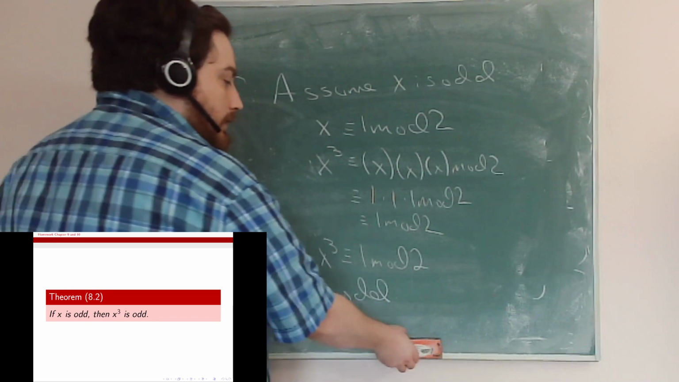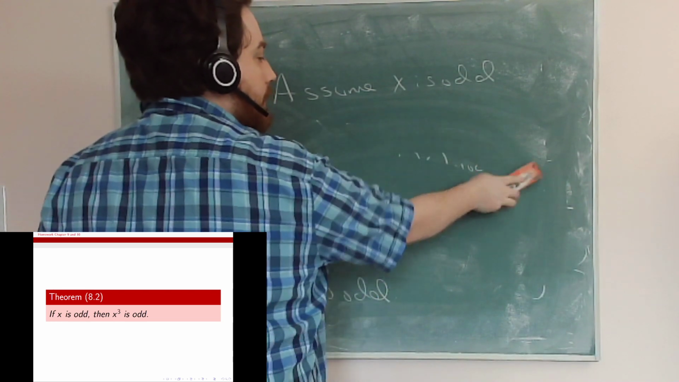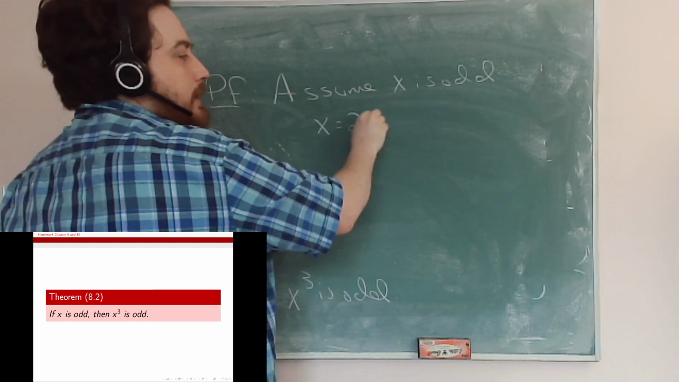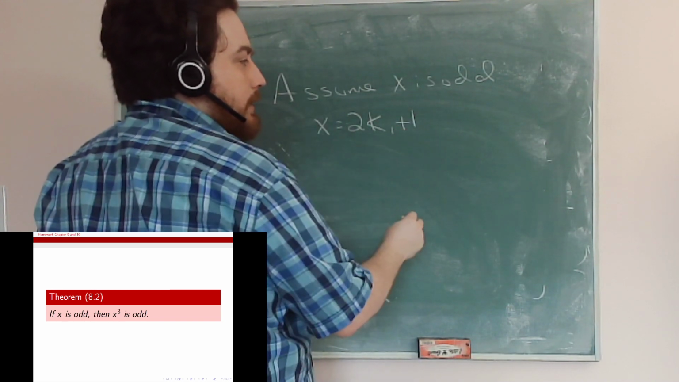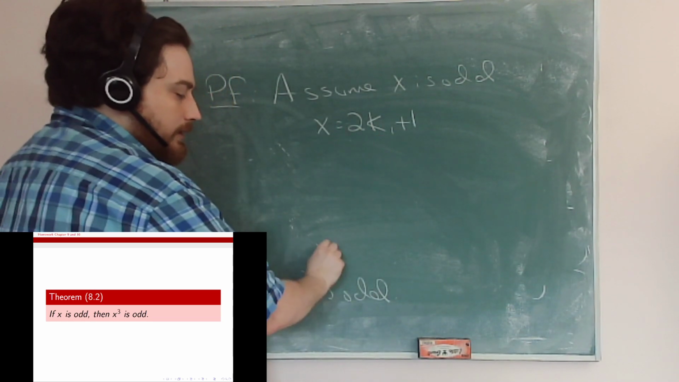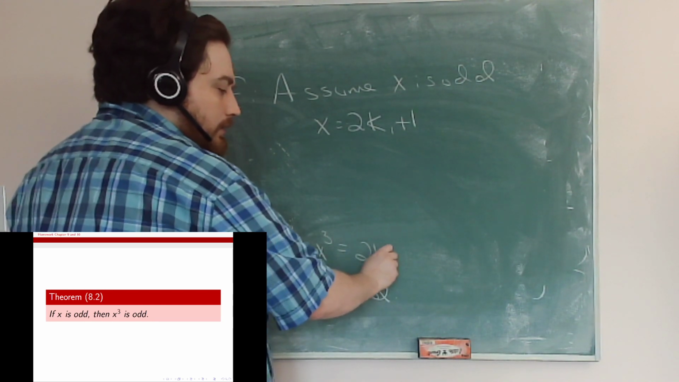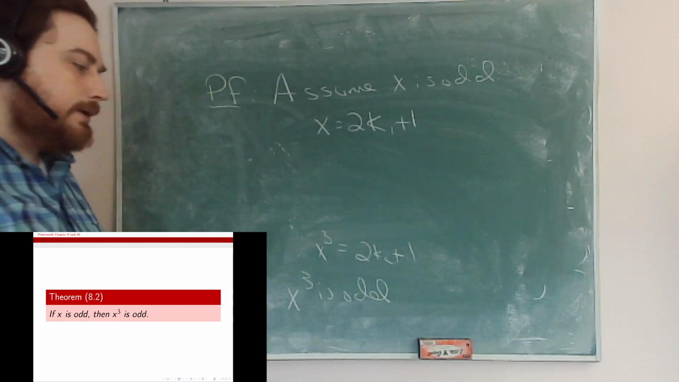All right. Another way to prove this would be we could use a different definition, and we could say odd is the same as x is equal to 2k1 plus 1 for some integer k1, and I have to show x cubed is equal to 2k2 plus 1 for some integer k2.